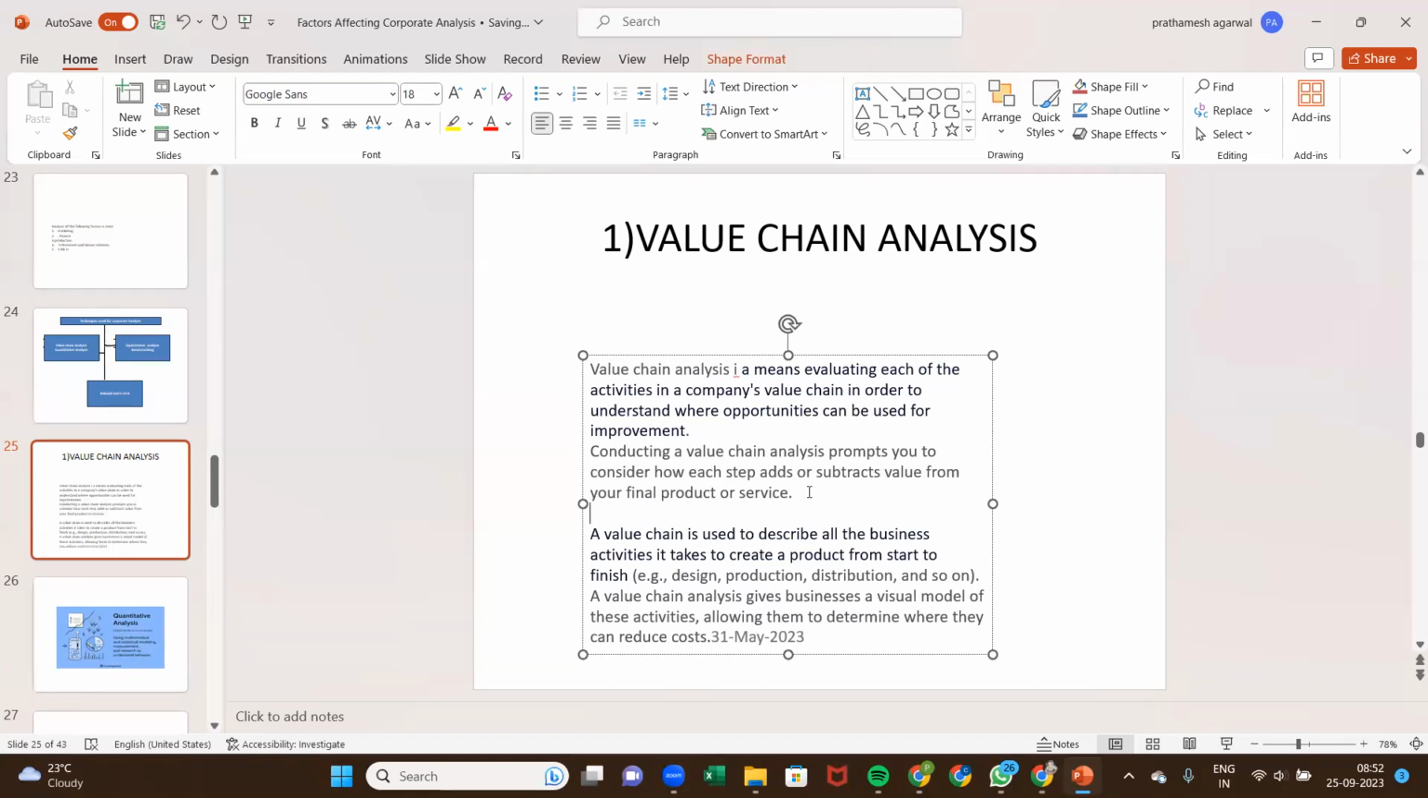A value chain is used to describe all the business activities it takes to create a product from start to finish. What it is: design, production, distribution, and so on.